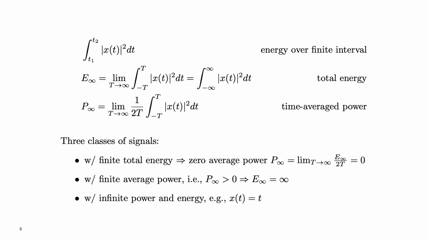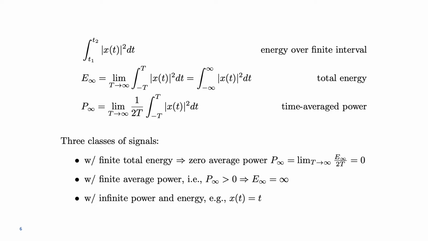In some cases, some of these integrals that we define may not converge. The result might actually be infinity. And this is why we can classify signals as follows in three classes. There are signals with finite total energy. In that case, they have a zero average power, P infinity, because P infinity is obtained as the limit of E, the total energy, divided by 2t for a growing t. And this limit is always obviously zero.